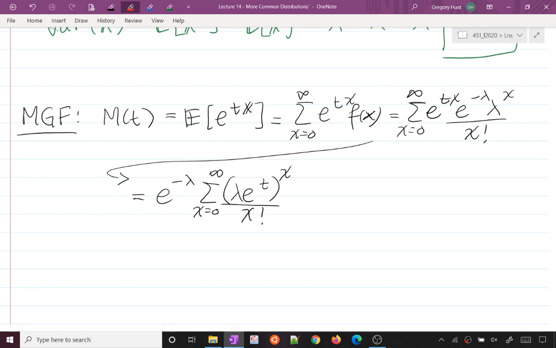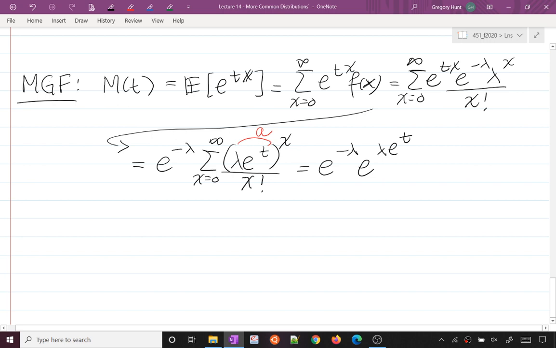And this, again, is basically the sum of a to the x over x factorial from 0 to infinity, and we know that it's e to the a. In this case, a is lambda e to the t, so this all becomes, we still have our e to the negative lambda, and then we get another e to the lambda e to the t. And that is the MGF.